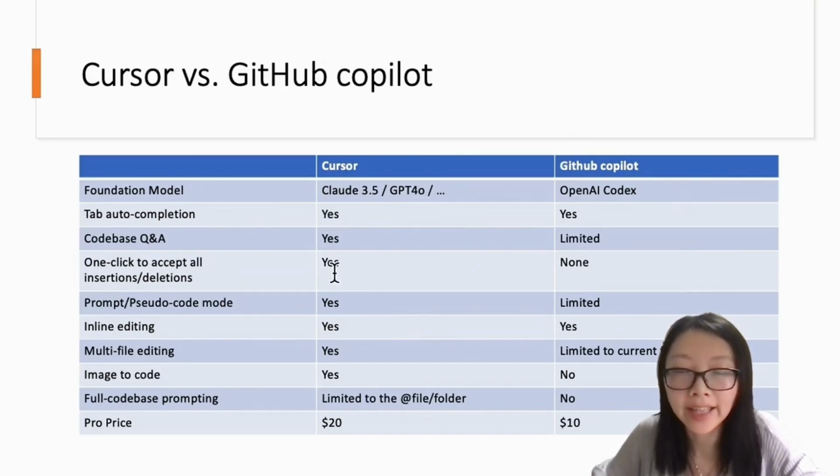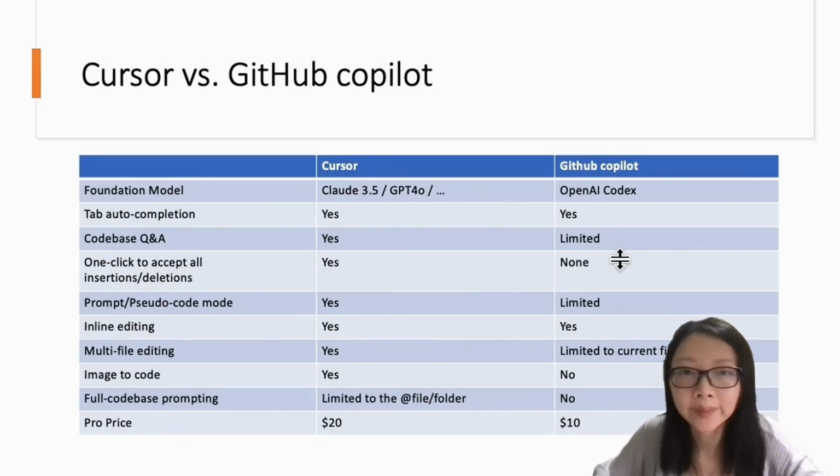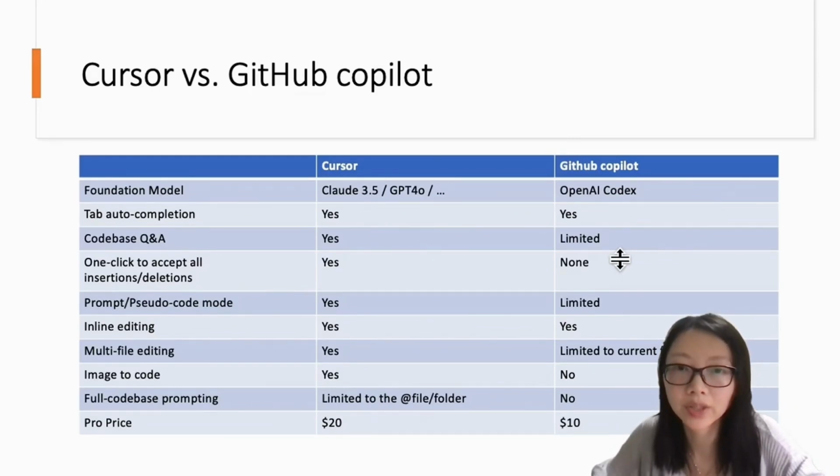Code-based Q&A, in my experience, Cursor is better. You can add the entire code workspace, add a specific file, add a specific folder. But for GitHub Copilot, although it can do code-based Q&A, you cannot easily add a specific folder. You need to attach those documents in. So on the UI side, not that convenient.